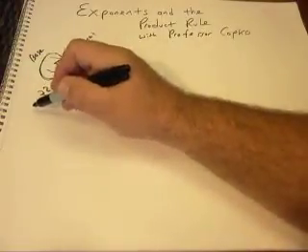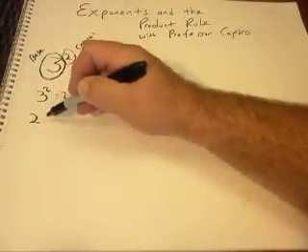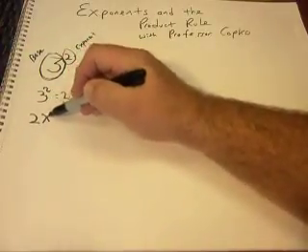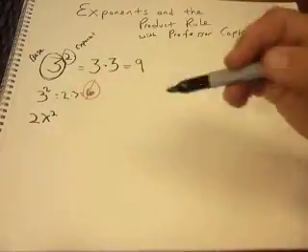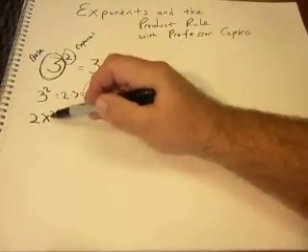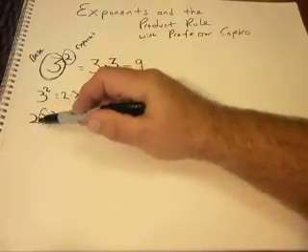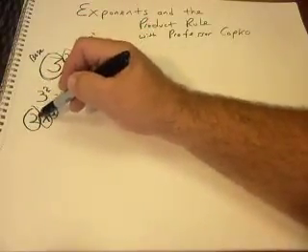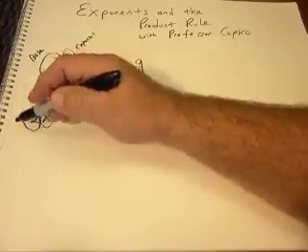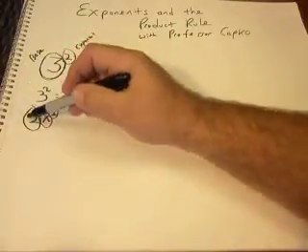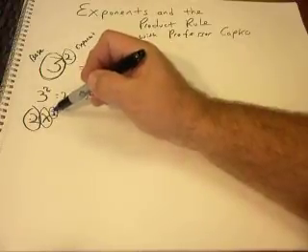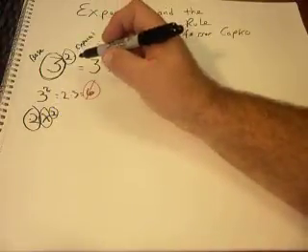So if you had, say, 2x squared, you're squaring the x. This is the base, this is the exponent. This number in front of it that's multiplied by the base, that is known as the coefficient. The coefficient is multiplied by the variable, which is then raised to the power of the exponent.